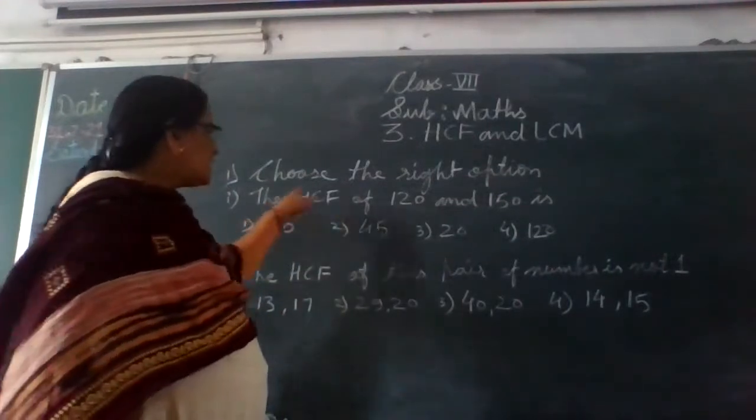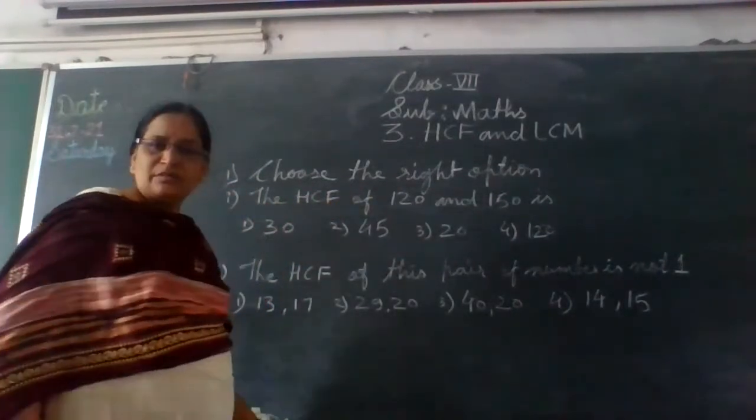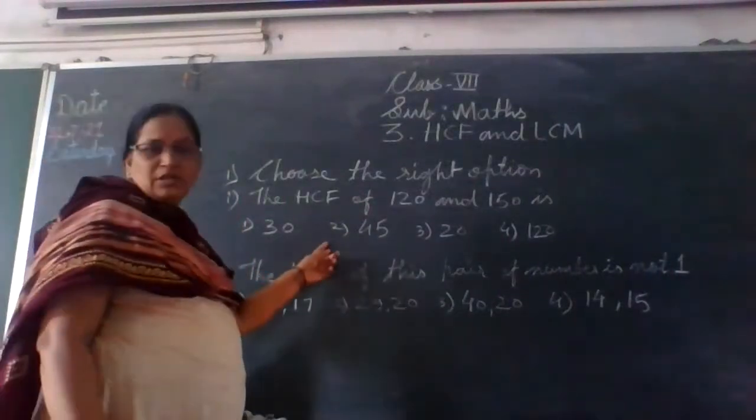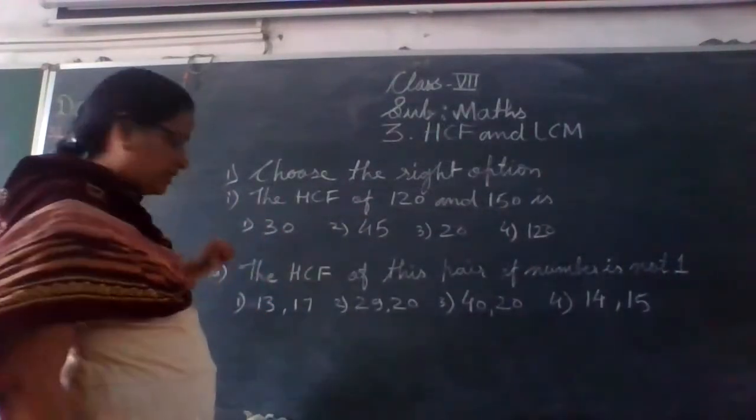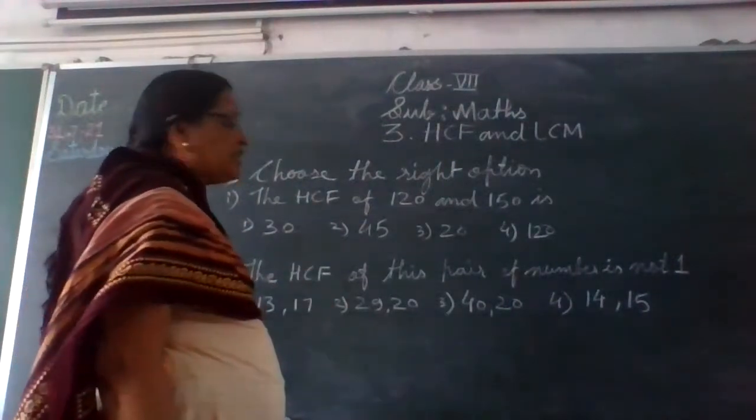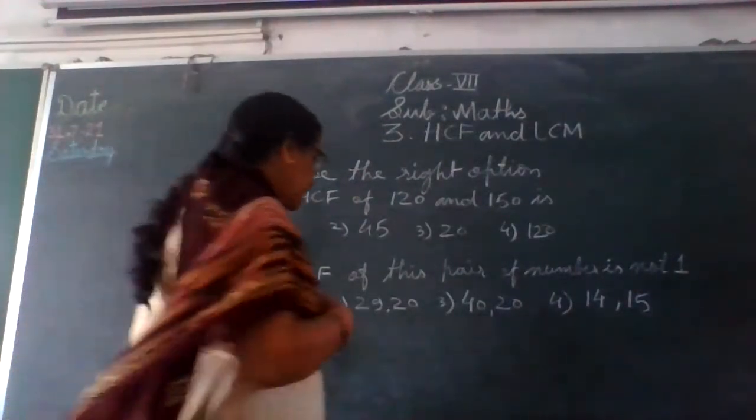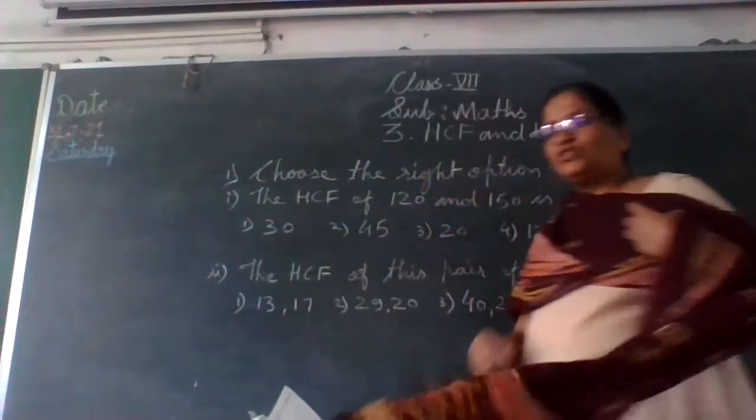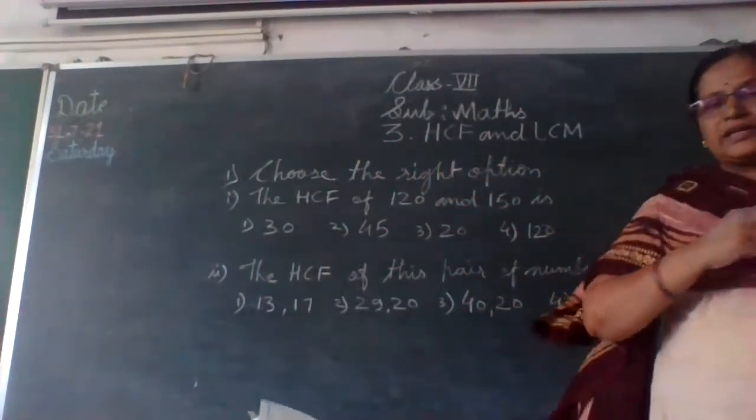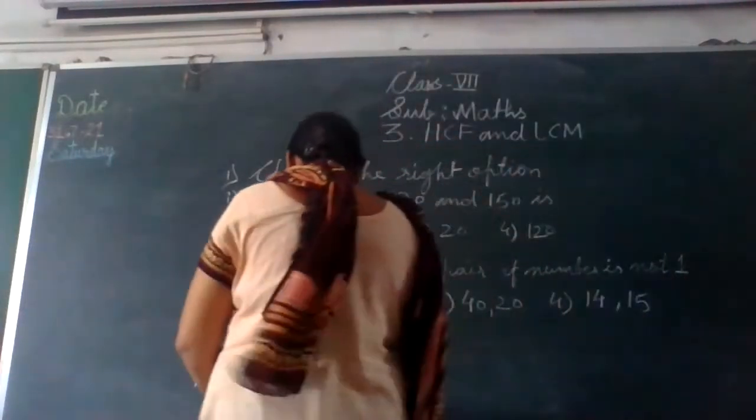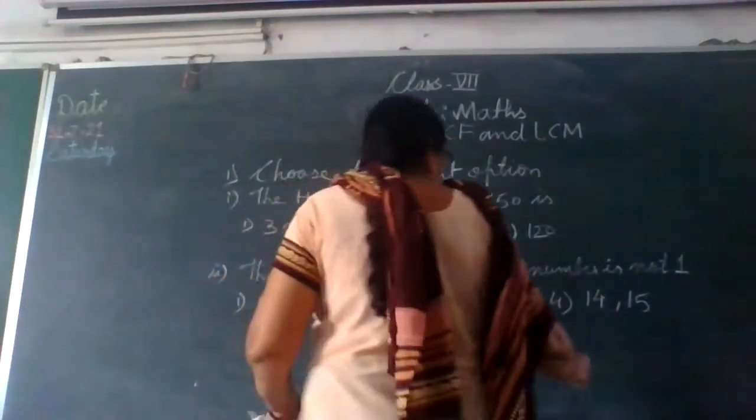So see, first, the HCF of 120 and 150. You have to calculate the HCF and choose the correct answer. Now see the second one. What is it, beta? The HCF of this pair of numbers is not 1. Is not 1 means which number is not co-prime. So you have to choose. It is written not 1, the HCF is not 1.